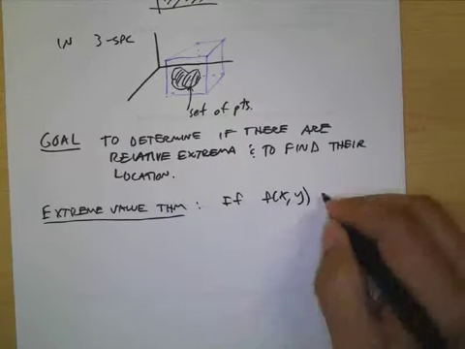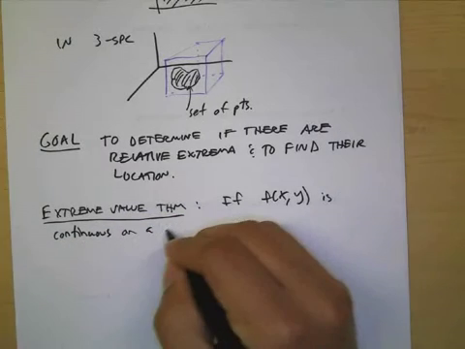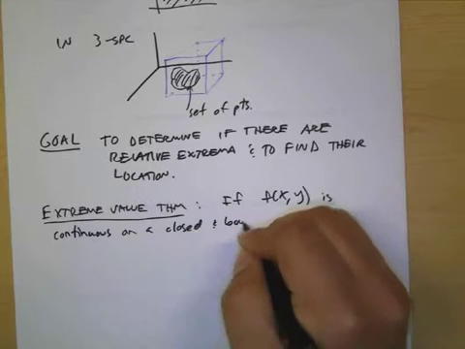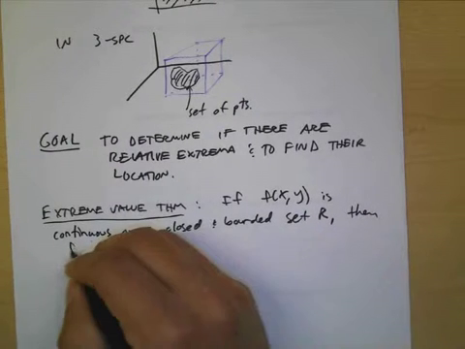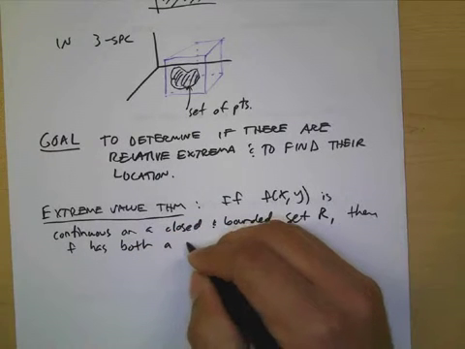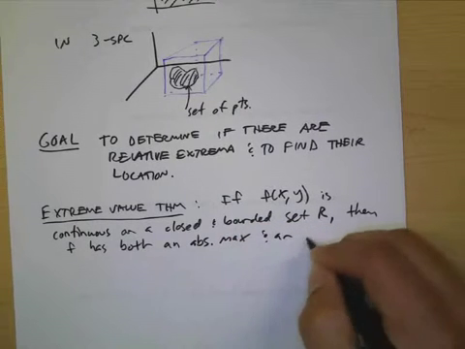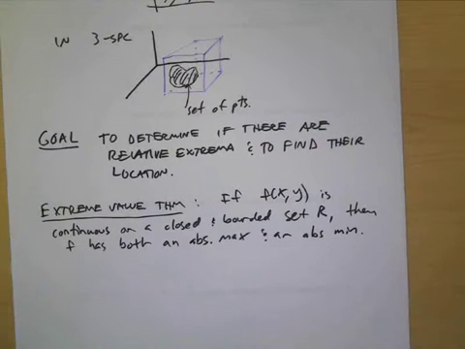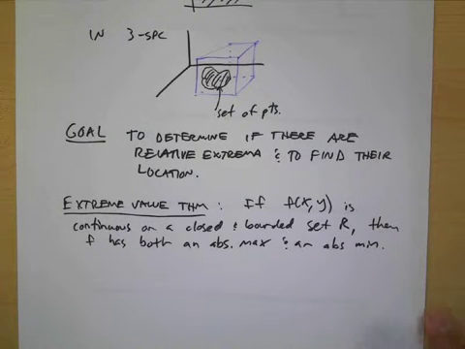If f of x y is continuous on a closed and bounded set R, then f has both an absolute max and an absolute min. That's why it's important that we know whether we're dealing with a bounded set or an unbounded set. If it's bounded, then we have a guarantee by the extreme value theorem that there will be an absolute min and an absolute max.